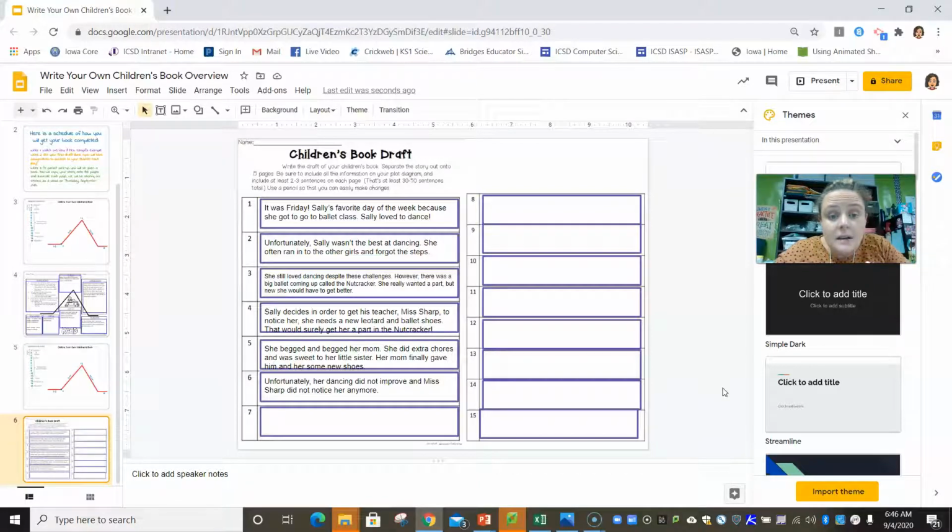So this will be done by next Friday. This is where you're going to want to be. It's a big project you'll be working on next week. Once this has been approved, at packet pickup the following week, there will be a blank book that you will grab. And that is where you will be copying your story and illustrating your story. I'm going to show you now what a finished product might look like.